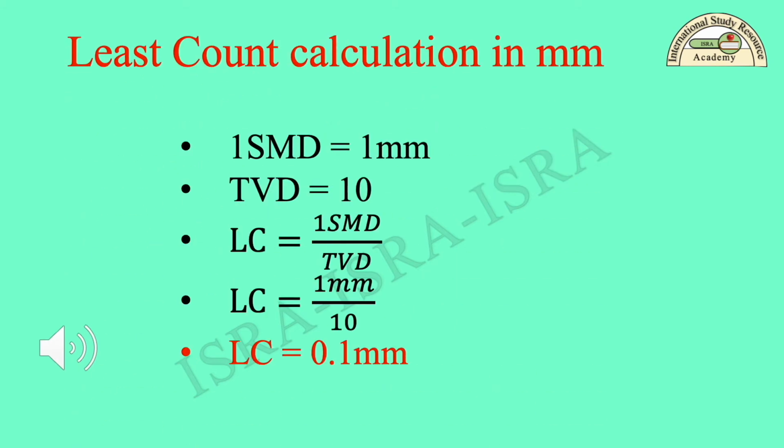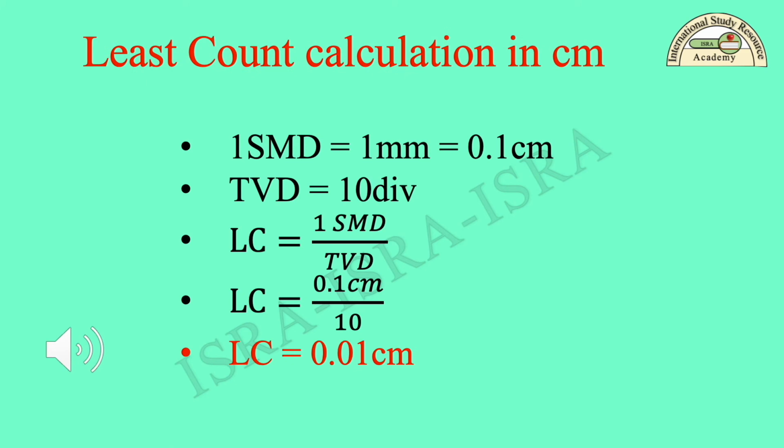Least count calculation in millimeter. 1 SMD is equal to 1 millimeter. TVD is equal to 10. Least count LC is equal to 1 SMD over TVD. Least count LC is equal to 1 millimeter over 10. Least count LC is equal to 0.1 millimeter. This least count LC is in 1 decimal place in millimeter.